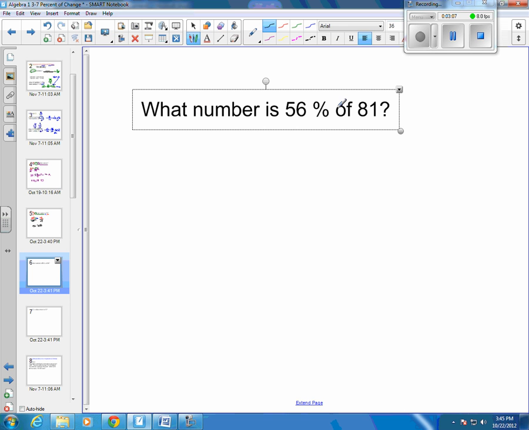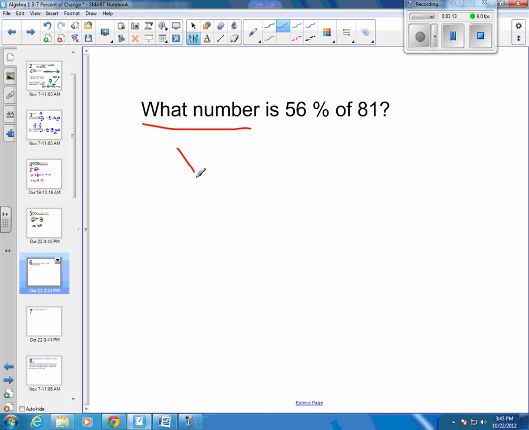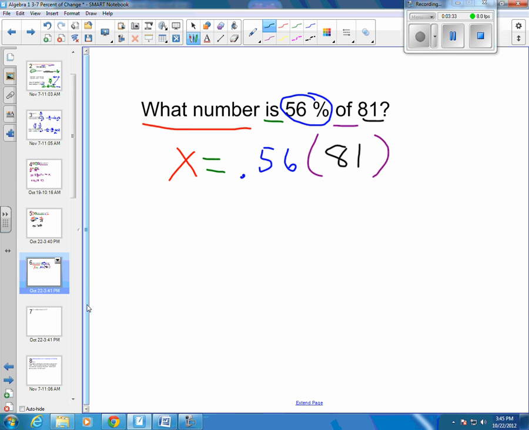So what number is 56% of 81? Again, same exact process here. What number, x, is equals 56%, can't deal with it, have to put it into a decimal, of means multiply, and 81 is 81. So our answer is x equals 56% of 81, or x equals 0.56 times 81. And you say, well, I've got to get x by itself. Well, x is by itself, so just do the math. So x is equal to 0.56 times 81.